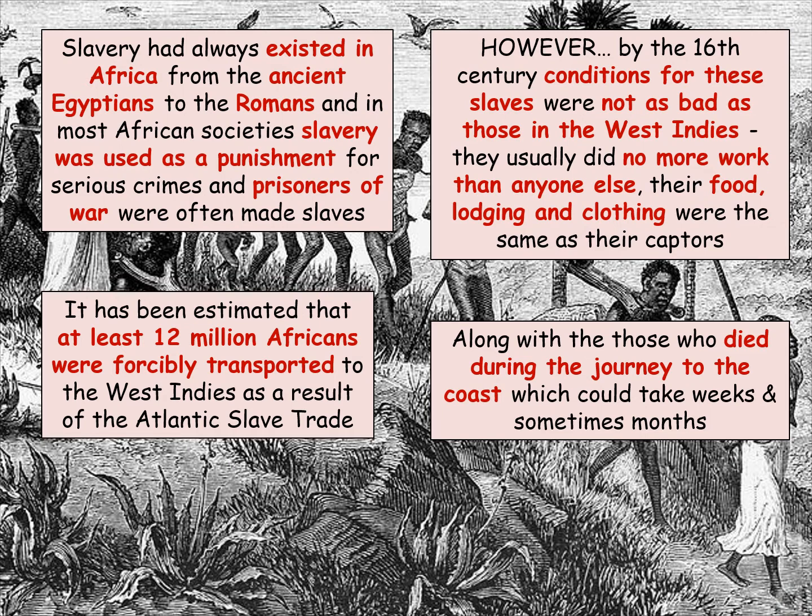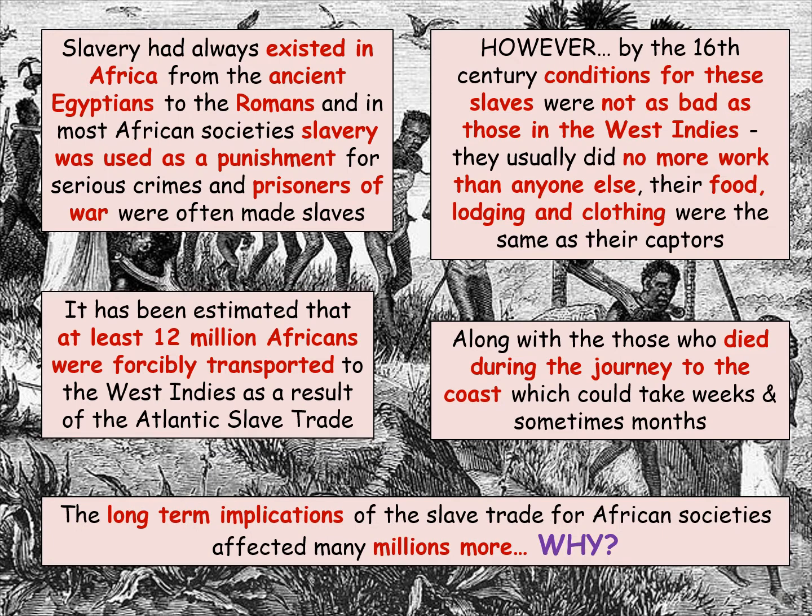Like we said in the last lesson, this journey to the factories on the coast could take weeks or sometimes months, and quite often resulted in a lot of death along the journey as well. Now, generally speaking, the long-term implications of the slave trade for African societies affected many millions more on top of these people who were taken and the ones who died either on the journey to the coast, in the factories themselves, or on the Middle Passage. But we're thinking about why these implications actually happened and what they really were moving forward.